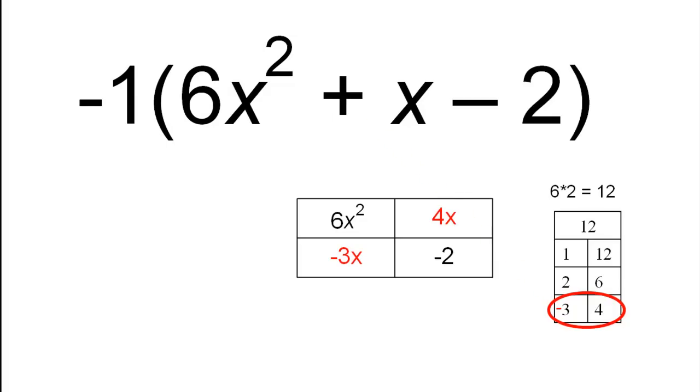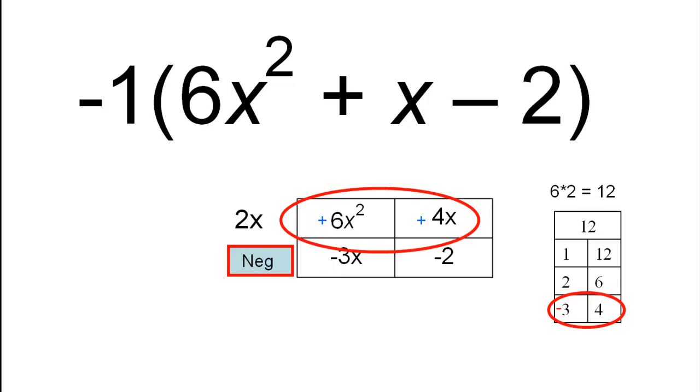Looking at my first row, I can factor out a 2 from the 6 and the 4, and I can factor out an x from the x squared and the x. So I'm factoring out a 2x. Now, in my second row, I'm going to look at my signs first. Because this number is negative, it means that that number must be negative.